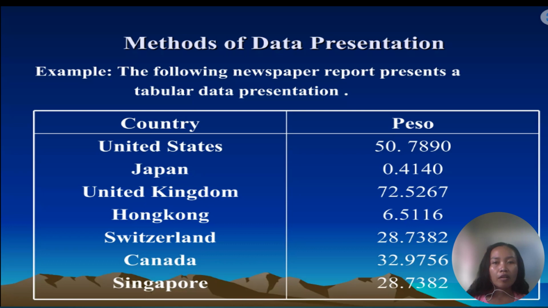So, methods of data presentation example: the following newspaper report presents a tabular data presentation. So this is an example of tabular. The countries are United States, Japan, United Kingdom, Hong Kong, Switzerland, Canada, and Singapore. So these are the peso or the currency of their country.